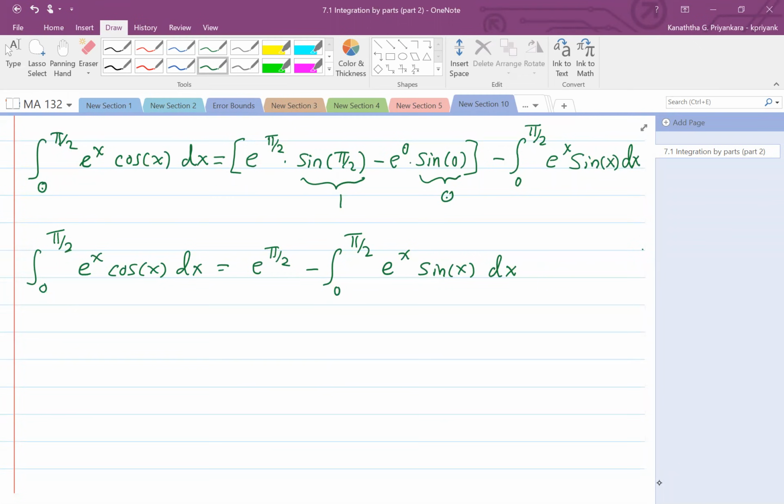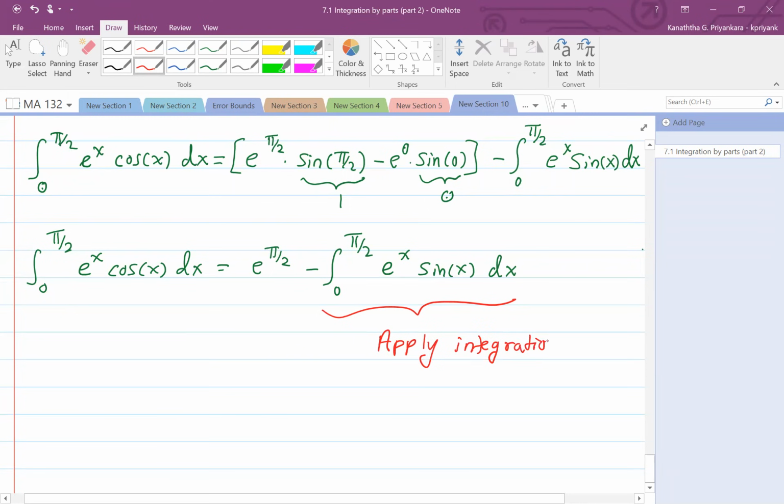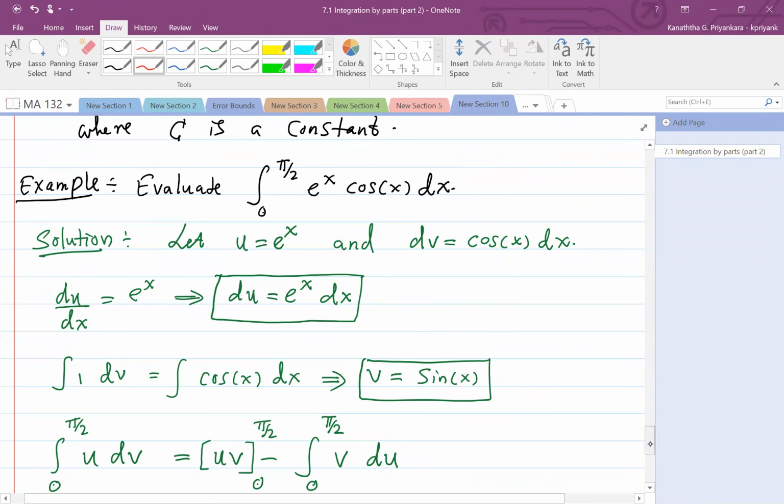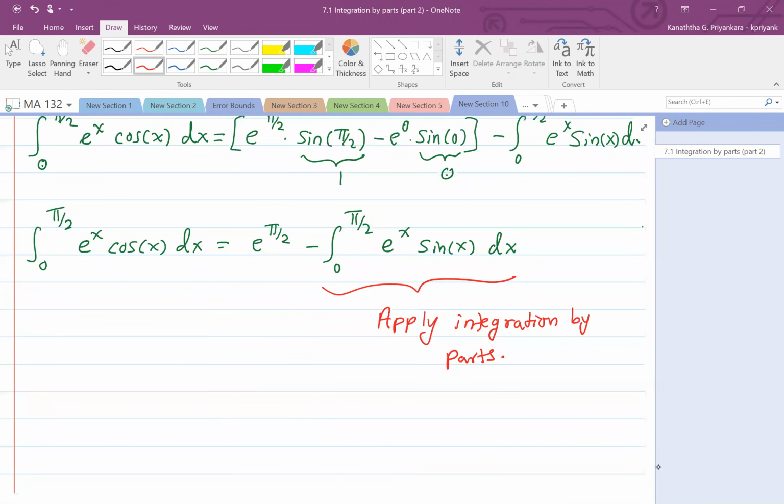Now again, remember this, we have to apply integration by parts again. So we will pick u the same as the previous one. So u we pick as e to the power x, so we need to go with the same. So u would be e to the power x, and dv in this case is sine x dx.